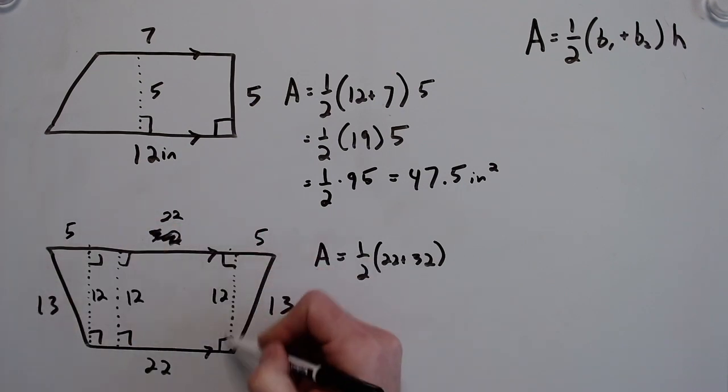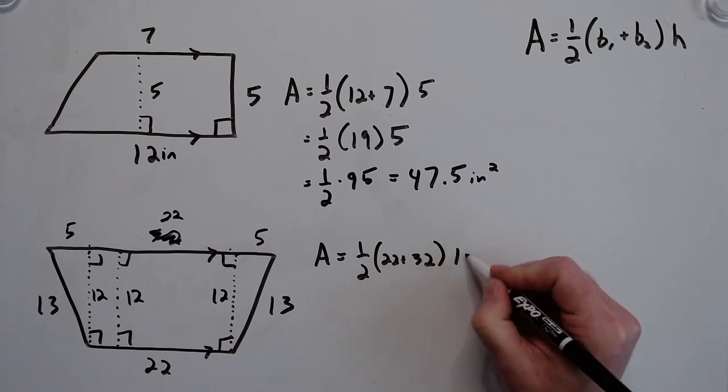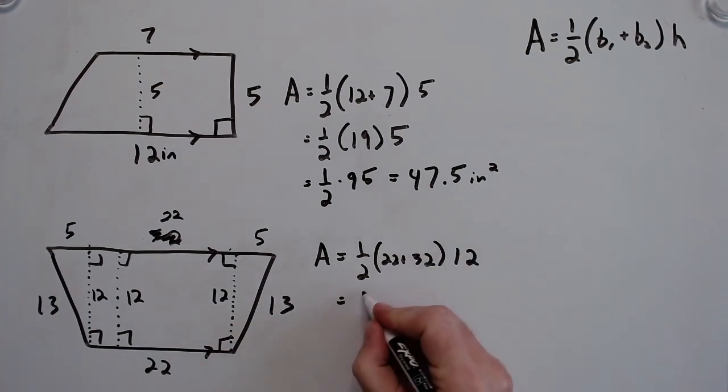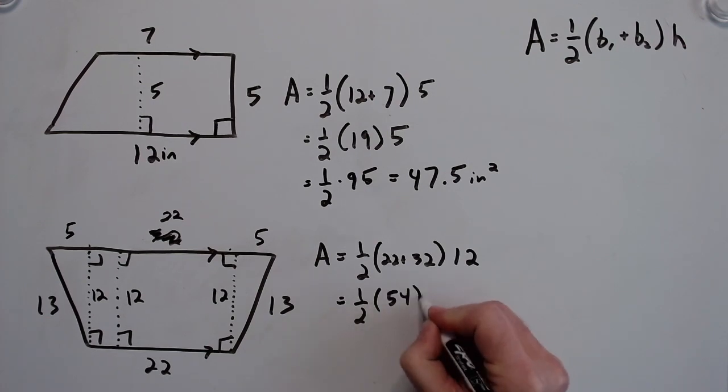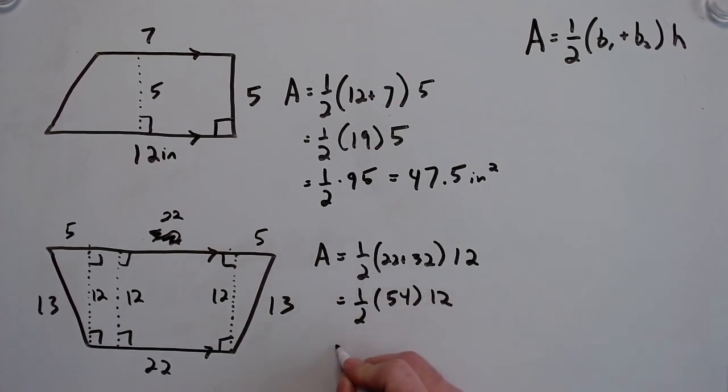So now you know the height of this is 12. So we can keep going here. 1/2 times 54 times 12, and that's 1/2 times 648. Half of 648 is 324. There's a good, happy answer.